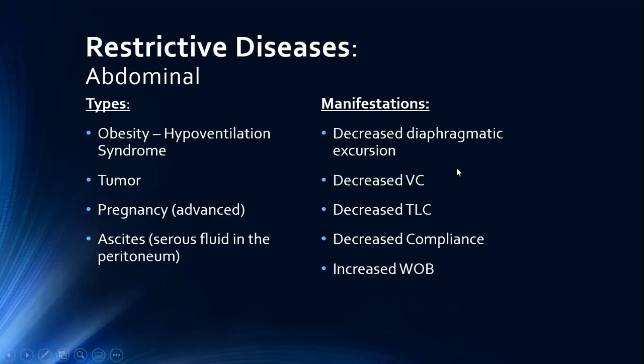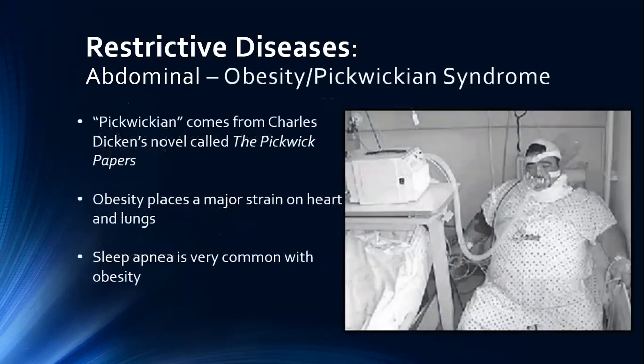All right, so here comes a picture of abdominal restrictive diseases. Okay, so abdominal, the first one is obesity, also known as Pickwickian syndrome, okay? Pickwickian syndrome is when you have a very large belly, all right? It comes from the Charles Dickens novel, The Pickwick Papers. You don't have to know that part. Just know that among abdominal restrictive diseases, obesity is one of them, right? It places a major strain on the heart and the lungs. Sleep apnea is very common with obesity.